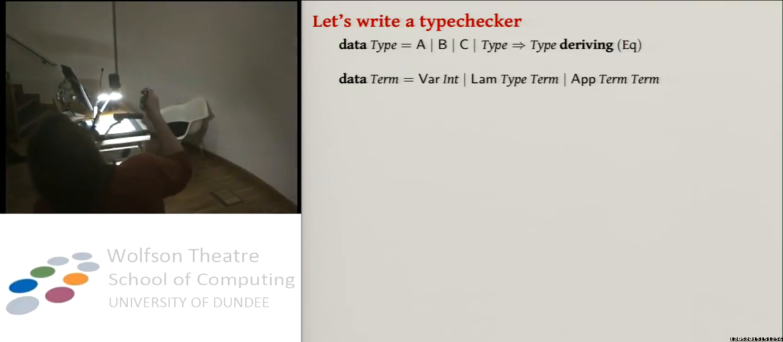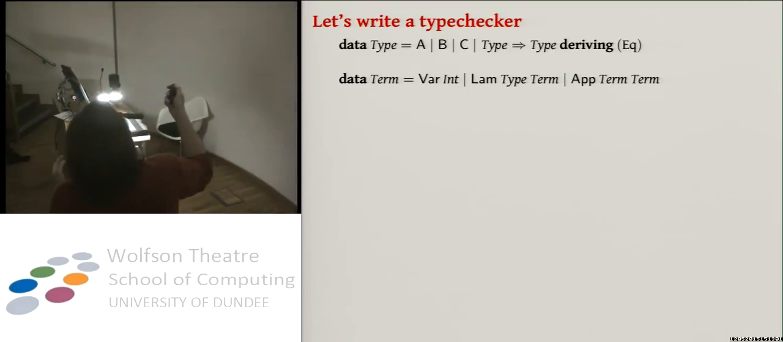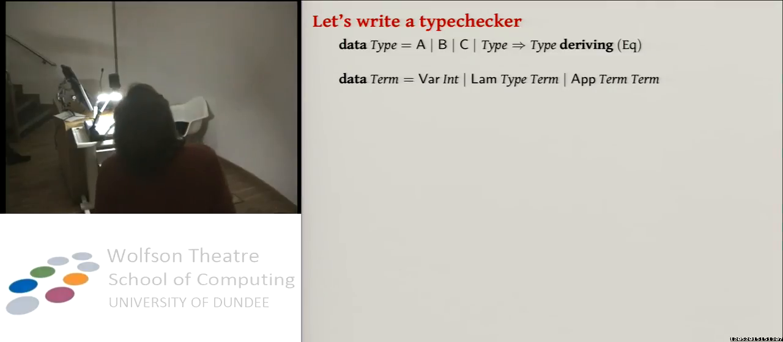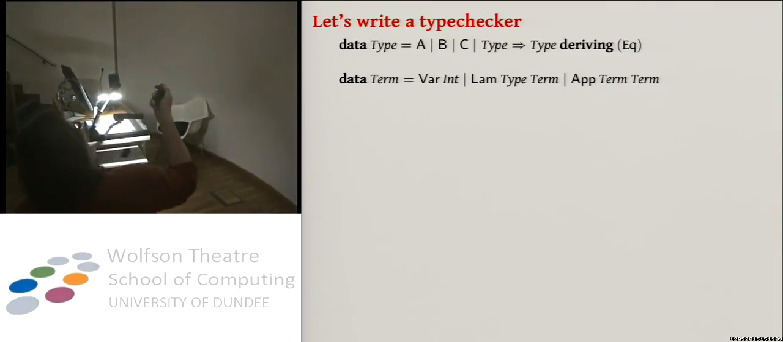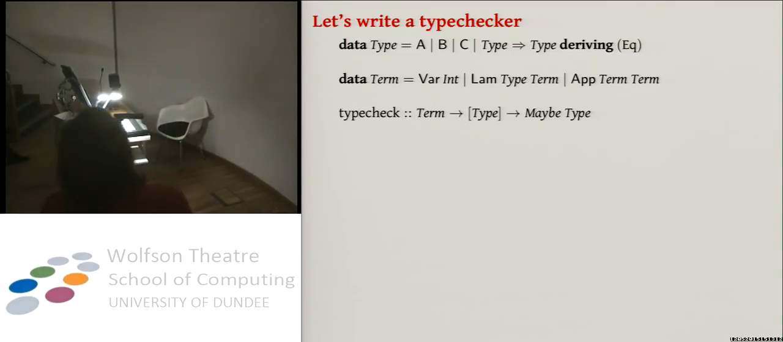These are the terms. There's just variables. I'm going to use de Bruijn indices to represent variables. This int here should be an actual number. It refers to the number of lambdas you have to climb up to get to the binding variable, or the binder. I've got lambdas and we've got applications. So it's just going to be a simplified lambda calculus.